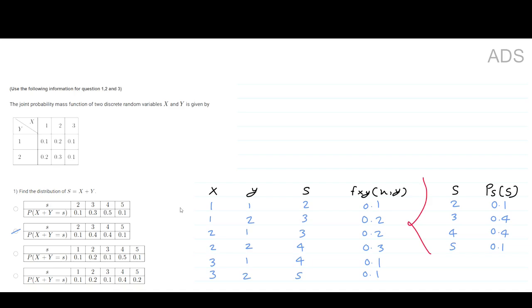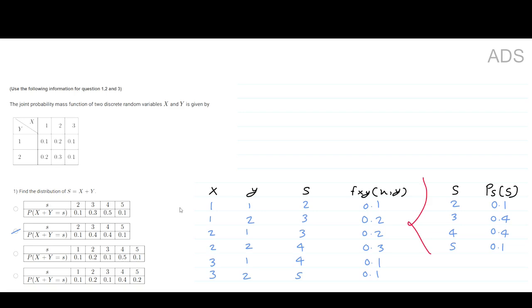Similarly, there are two pairs of x and y for which the value of s is 3, and the joint PMFs associated with them are 0.2 and 0.2, so the total probability of s equal to 3 is 0.2 plus 0.2, which is 0.4. Hence the correct distribution for the variable s is: s equal to 2 with probability 0.1, s equal to 3 with probability 0.4, s equal to 4 with probability 0.4, s equal to 5 with probability 0.1. So, the correct option for question number 1 is option B.